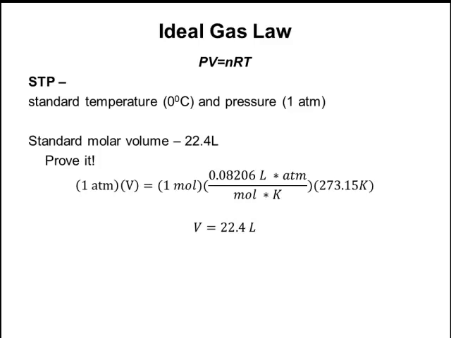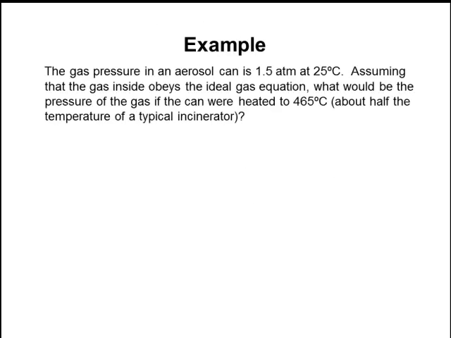All right, let's look at running through some example calculations here. So let's say we have an aerosol can and it has a gas pressure of 1.5 atmospheres when we're at 25 degrees Celsius. So if we heat this can up to 465 degrees Celsius, what's going to happen to the pressure? What's the new pressure going to be?